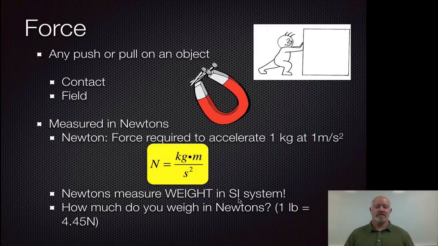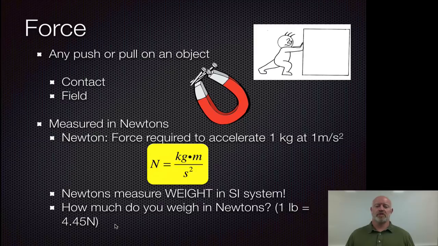So in the empirical system, the measure for forces is pounds, okay? That's the amount of gravitational pull pulling on me, creating my weight in pounds. In the SI system, I would weigh a certain number of newtons. That would be the gravitational pull on me in the SI system, okay? So if I'm 240 pounds, that's a lot of newtons I am, okay?